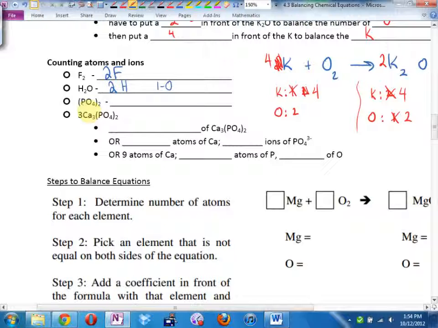How many phosphoruses are in this particular ion? Wait a minute, I only see a 1 next to the letter P. How do you get 2? You're right. How?